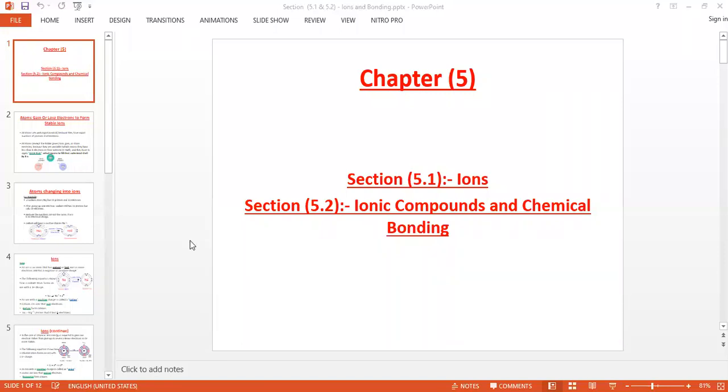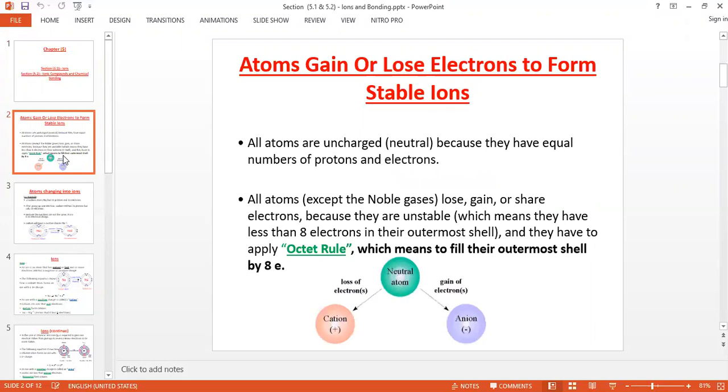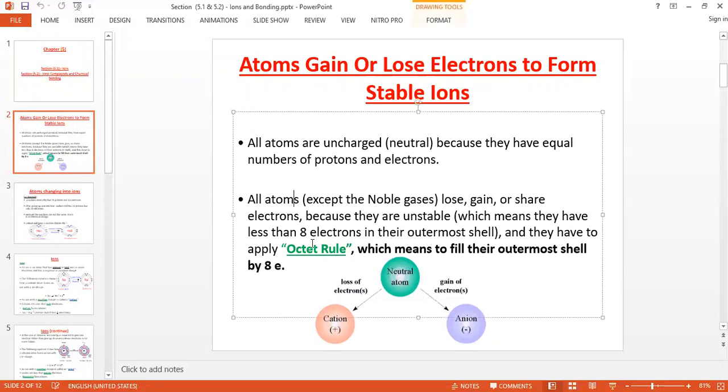Today we will continue with section 5.1 and 5.2, ionic compounds and chemical bonding. As we have mentioned before, we have about four types of chemical bonds, which are ionic, covalent, hydrogen and metallic bonds. The ionic bond is between metal and non-metal, where metals lose electrons and convert into positive ions or cations, while nonmetals gain electrons to be negative ions or anions. The main target for both is to achieve the octet rule, or to have 8 electrons at the outermost level to be stable.